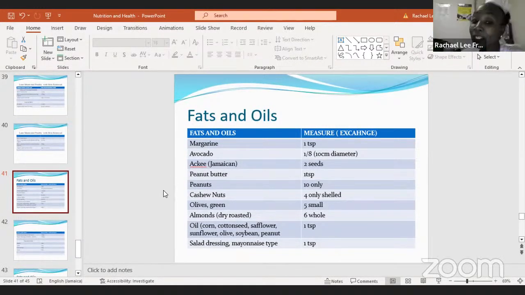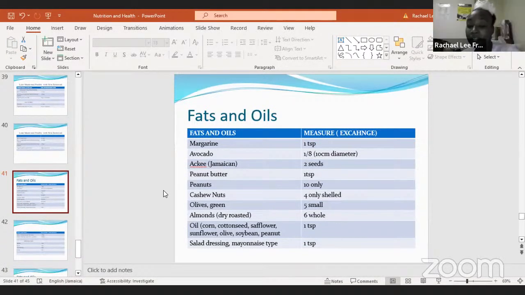And look at the peanut butter. It says 1 teaspoon. So for all of us who are going to put 3 and 4 teaspoons on the bread, that's a no-no. And for the green olives, you need 5. For the almonds, dry and roasted, you just need 6 whole. I had a bag of almonds. Exactly. That's how I eat the bags. I don't know what they're talking about, 6. You can't eat 6 almonds.